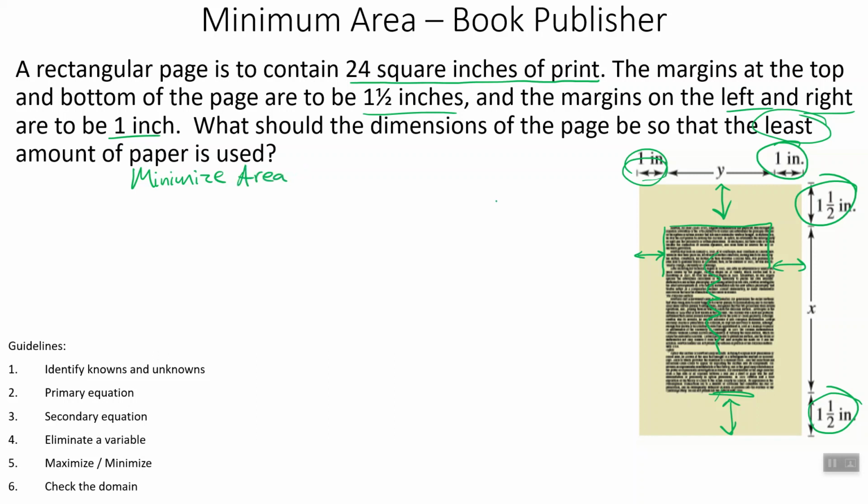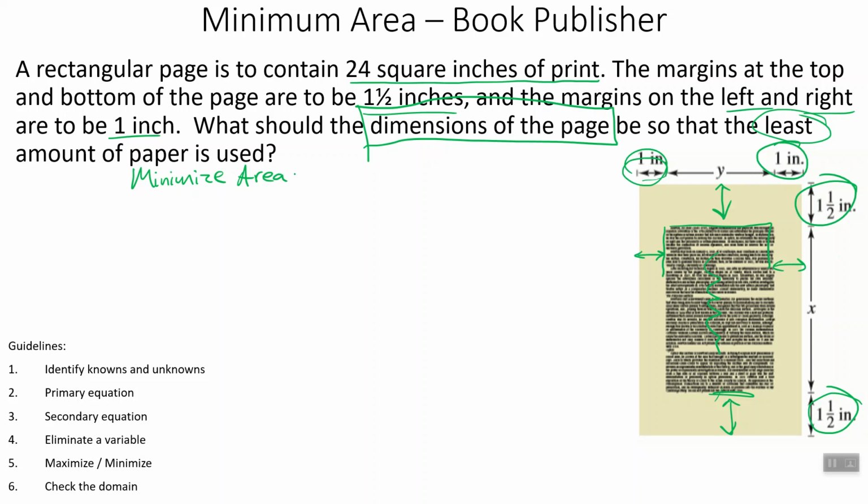In the area here, there's two different ways we can do this. We can say the whole thing is x by y, and then we'd have to subtract these little margins, or we can say the print part is x by y, and we can add in the little margins. But don't forget in the end, what we're looking for is the dimensions of the page. So with the picture that's drawn here, we're going to have to add in 2 for the y, and we're going to have to add in 1.5 and 1.5, so 3 for the x.